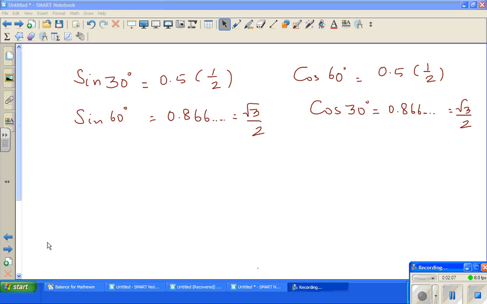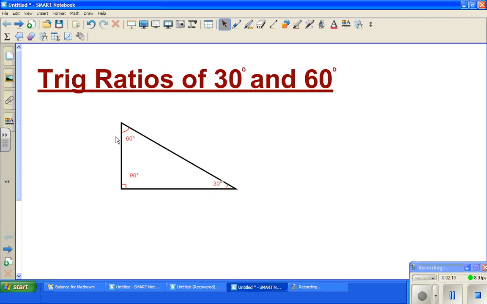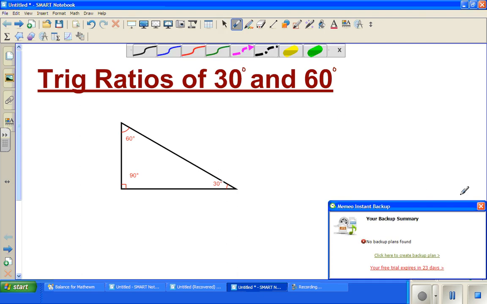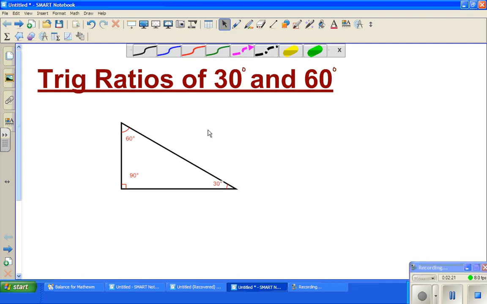Okay, so let me go back. Now I've drawn a right angle triangle with 30 and 60. So this is a 30, 60, 90 triangle. Suppose this is the angle we are talking about. Let us talk only about 30 and 60 now. We are only concentrating on this angle, 30 degree.